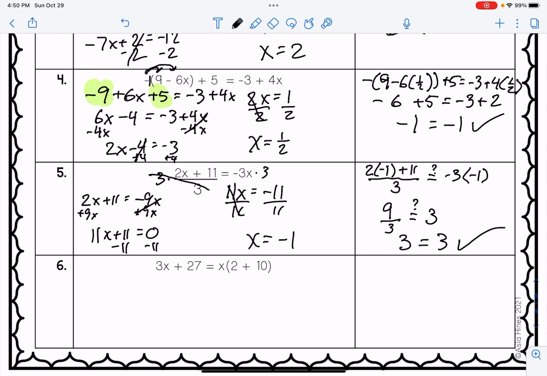And finally, number 6 here to end it off. Going to distribute this, x times 2 and x times 10. So 3x plus 27 will equal 2x, our 2 times x from there, plus 10x, our x times 10 from there. Going to combine our like terms, which we have 2x terms on the right, so we got 3x plus 27 is equal to 12x.